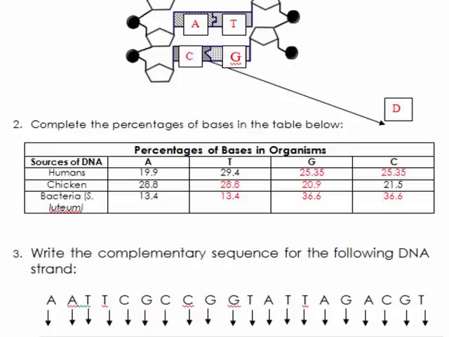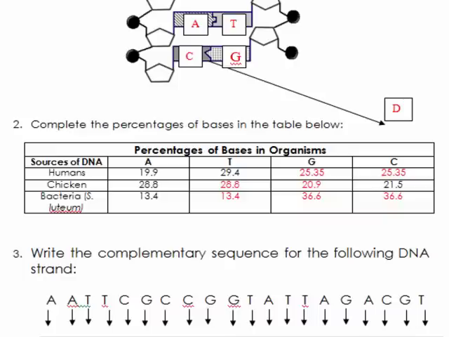In chickens, the percentage of adenine is 28.8. We're going to say the percentage of thymine is also 28.8. Leaving 42.4, and we see that the percentage of cytosine in chickens is 21.5. So we can say that the remaining base represents 20.9%.